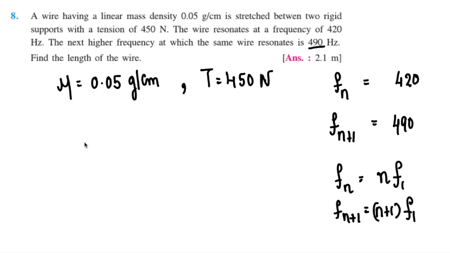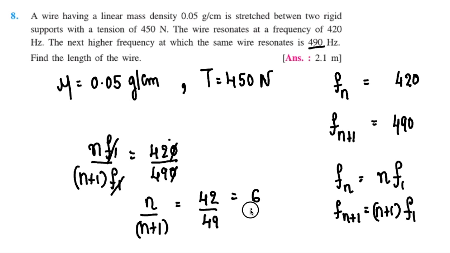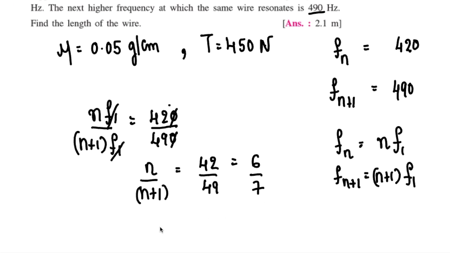Now taking the ratio, nF1 upon n plus 1 F1 is equal to 420 upon 490. Here I can say that n upon n plus 1 is equal to 42 upon 49, that is equal to 6 by 7. So my n is equal to 6. I've got it. n is equal to 6.